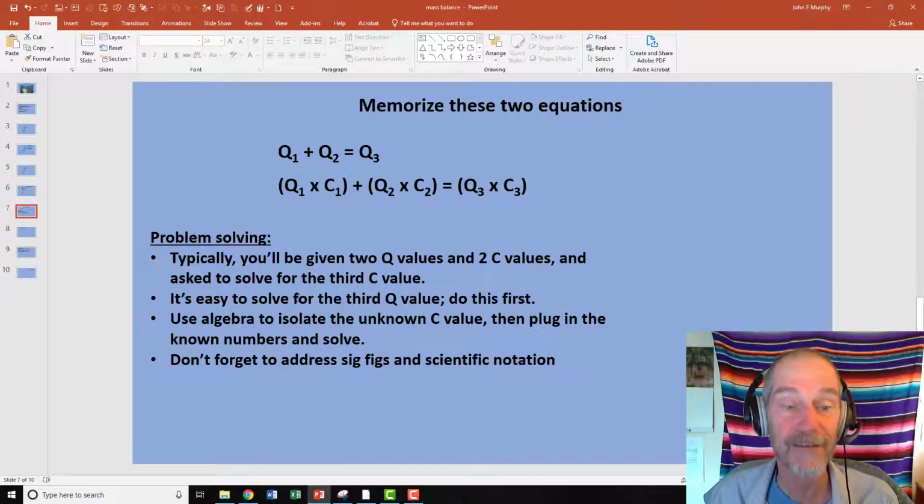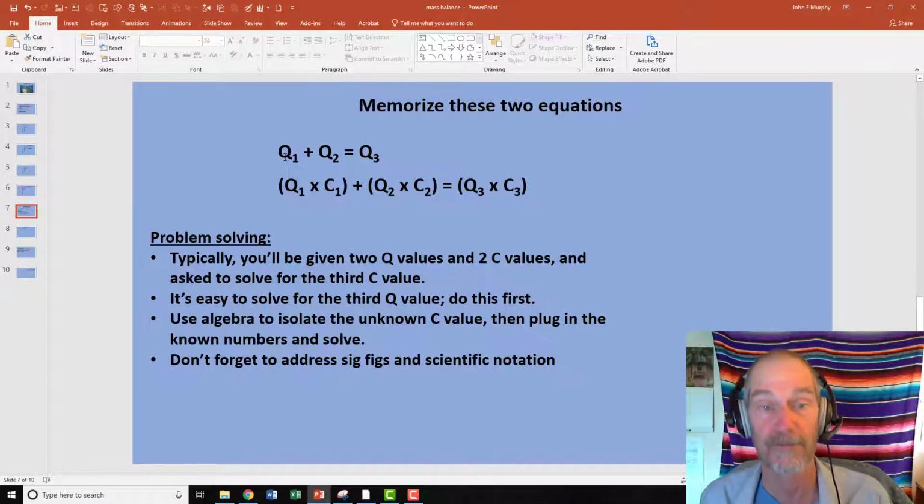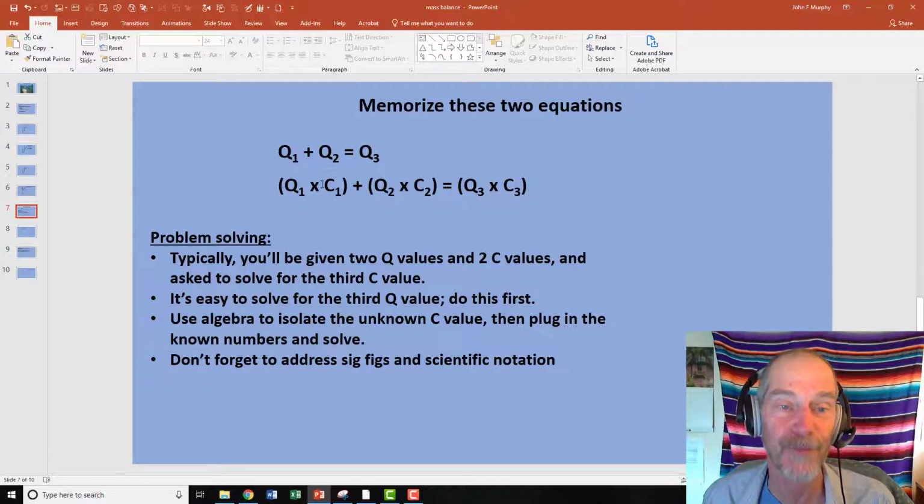First of all, it's easy to solve for the third Q value. So if I give you any two of these Q's, you should be able to solve for the third. I won't insult you by asking you to figure out how to do it. I assume you can do that. However, once you solve the second Q value, you're going to be missing one of the C values here, but you know all five things here, five of the six, and you only need one more.